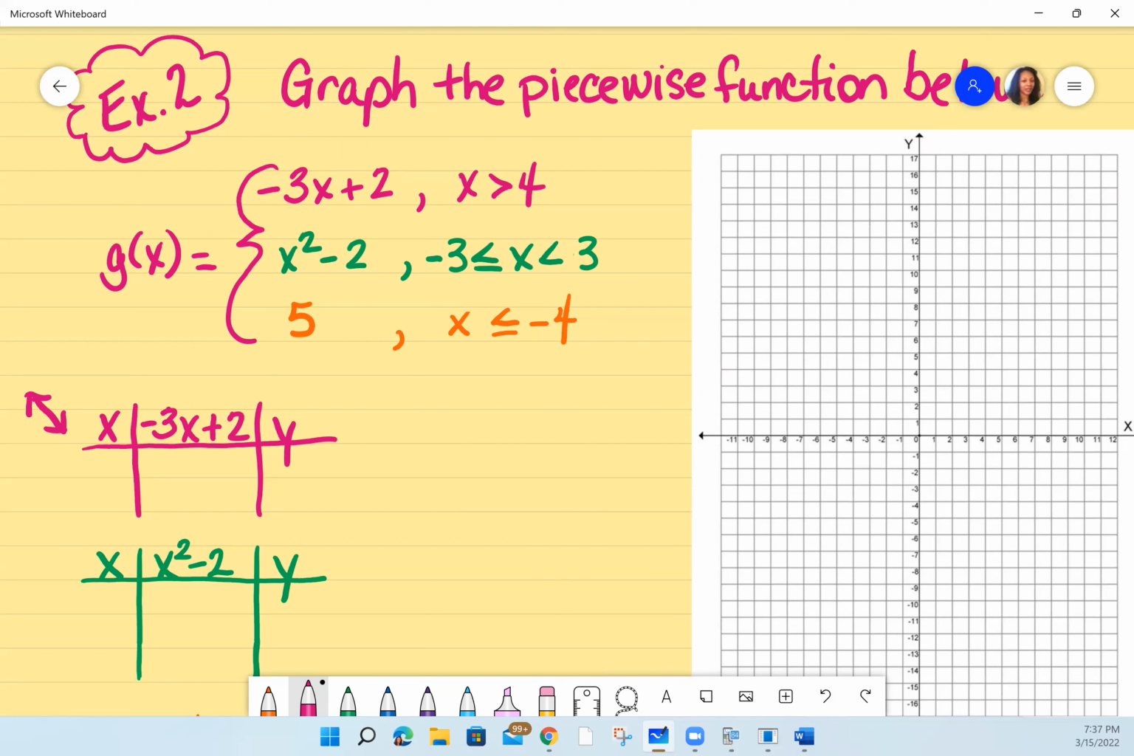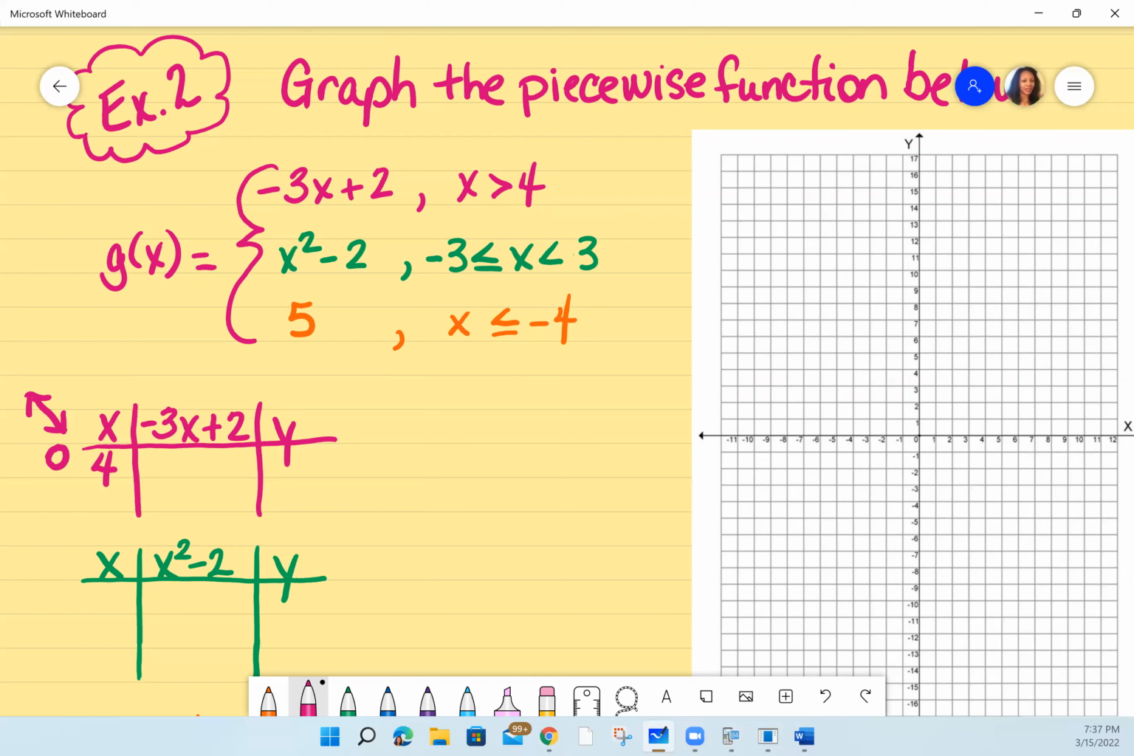What I do for each one of my rules is I create a table. I have X and I have Y, and then in between, I would actually have whatever the rule is so that I can substitute it. What numbers am I using? I'm using whatever the condition says. So I'm starting with the number that's actually shown, 4. And I notice that it is an open circle because it's greater than, but it's not equal to. So I'm also going to put an open circle there.